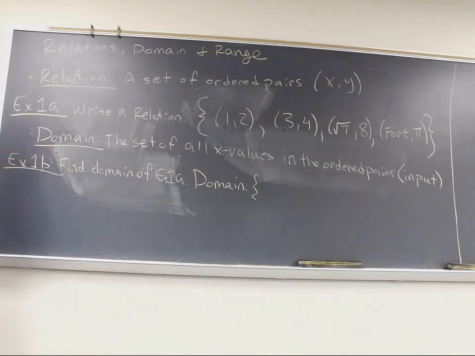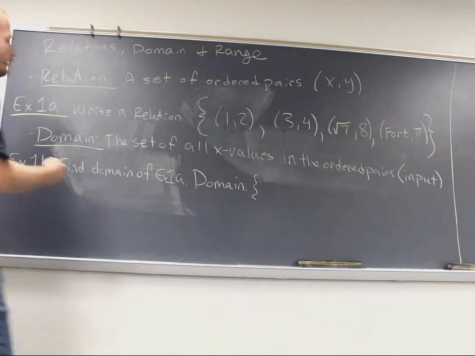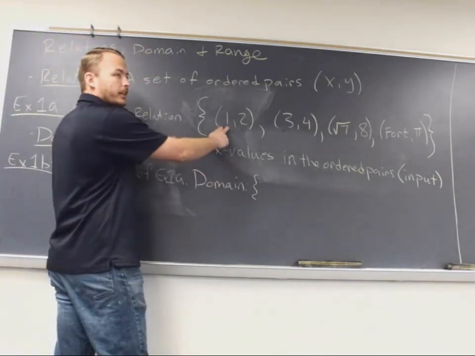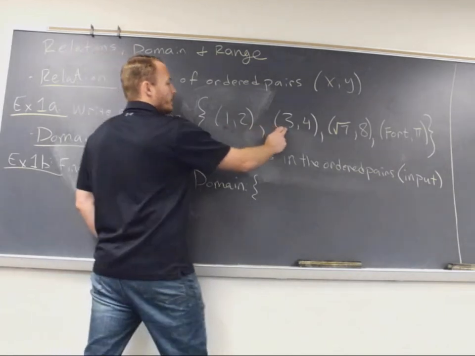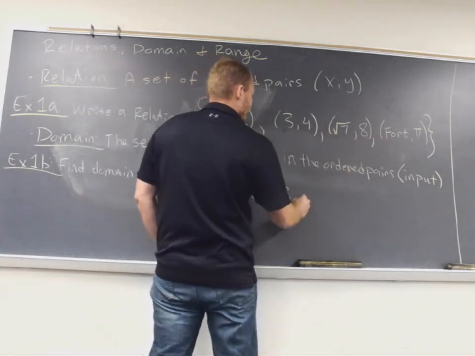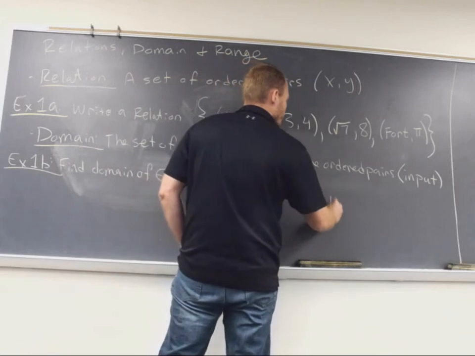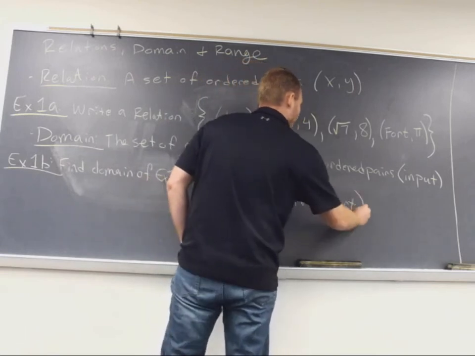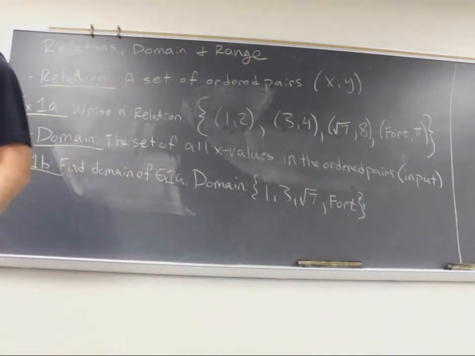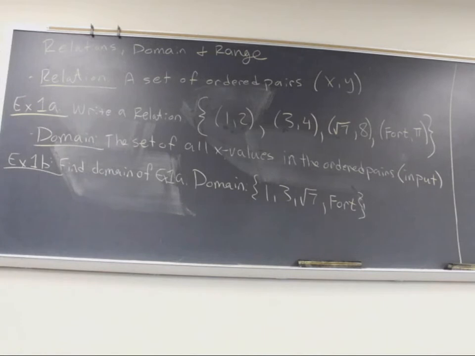And then here, all we simply do is just list all the x values. That's what the domain means. Find all the x values, find all the inputs. So I just take the first value in each ordered pair, 1, 3, square root of 7, and 4. So 1, 3, square root of 7, and 4. And that's my answer. I have listed all the x values that are in this domain.